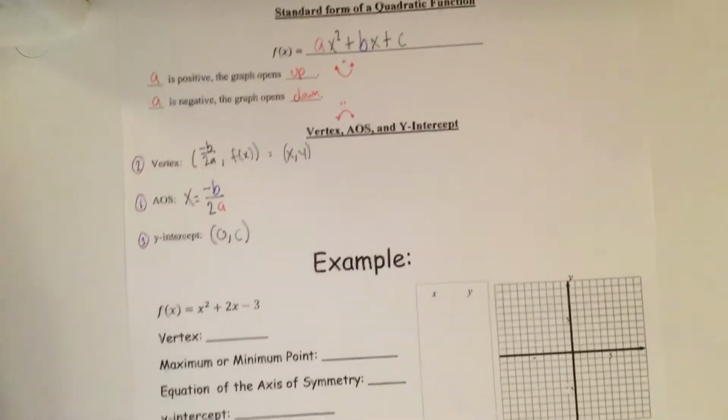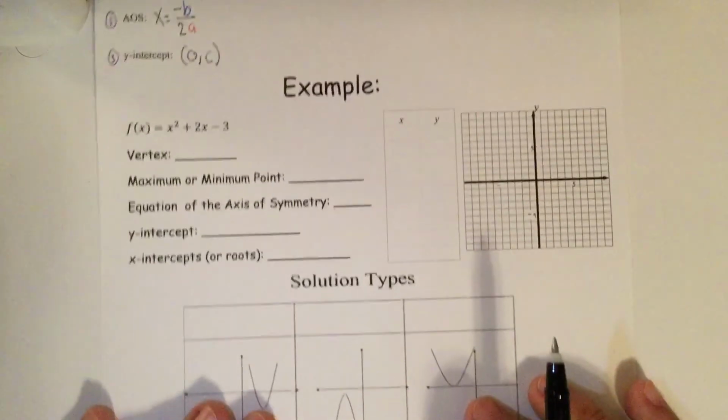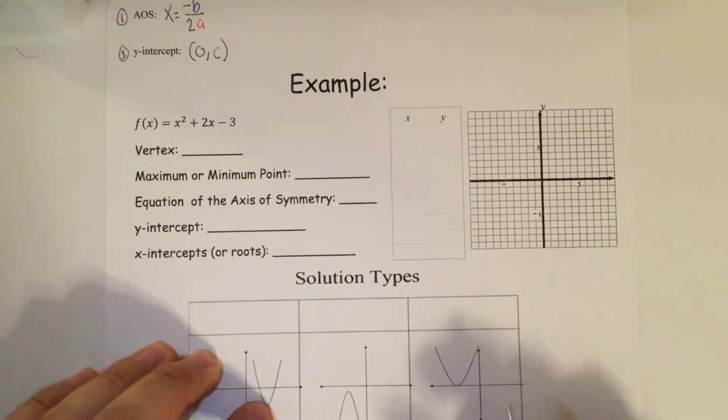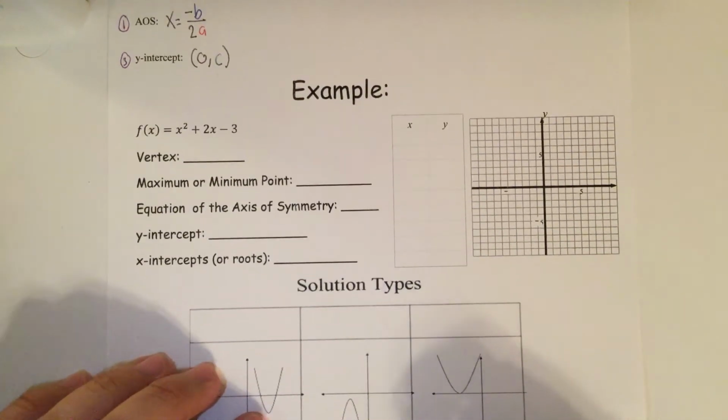Okay, now let's go ahead and work an example problem out here. I'll show you exactly how I do this. Okay, so first we're going to find the vertex. So what I like to do is label what a, b, and c are.